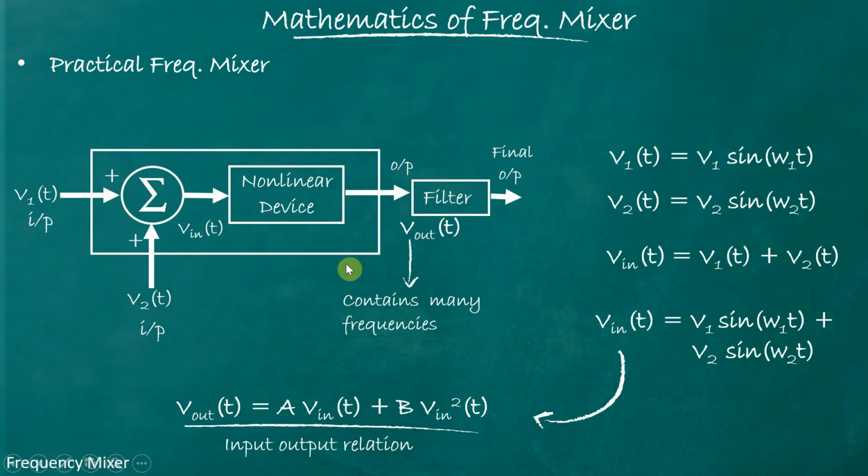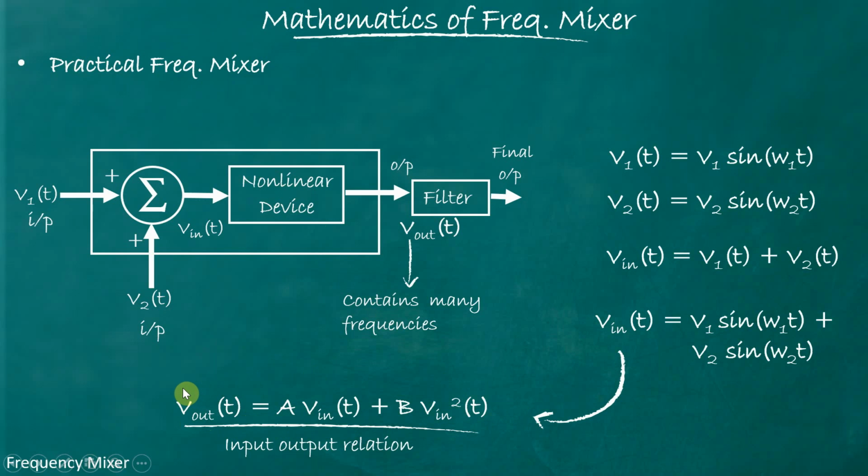Now the nonlinear device. As it has nonlinear characteristic, that nonlinearity can be expanded to nth order, but for the sake of simplicity we have considered nonlinearity of second order, right? If you consider this equation, v out(t) is equal to a v in(t) plus b v in square(t). So here it is the second order distortion of the nonlinear device we have considered.